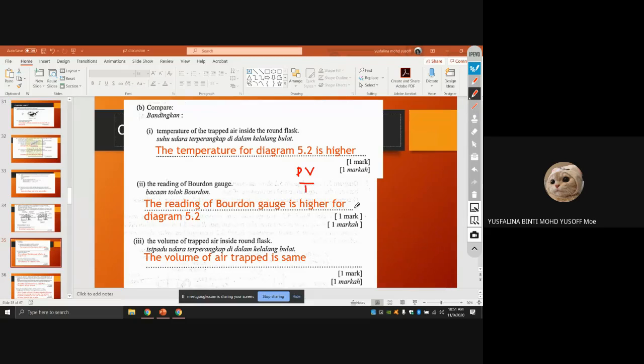PVT, right? So this one we use volume, temperature and also pressure, because the Bourdon gauge is used to measure pressure. So pressure and temperature, which means volume you have to keep constant. If you use Boyle's law, P and V, the experiment is to investigate the relationship of P and V, so the temperature will be constant. Alright. So the next question.